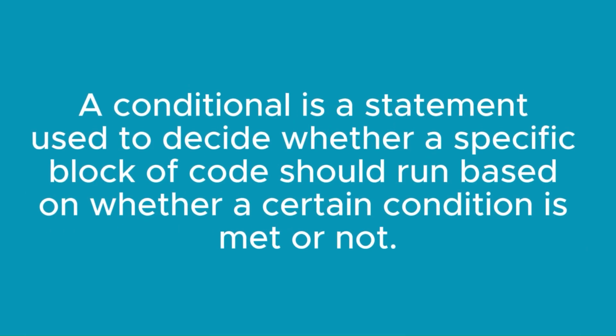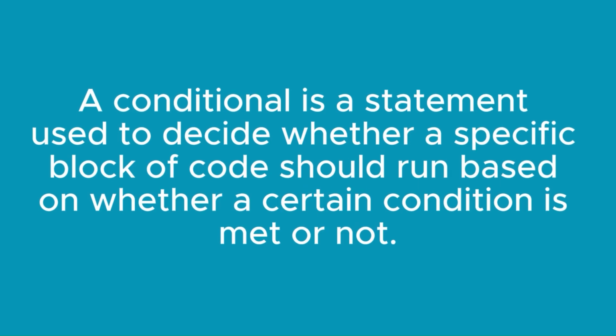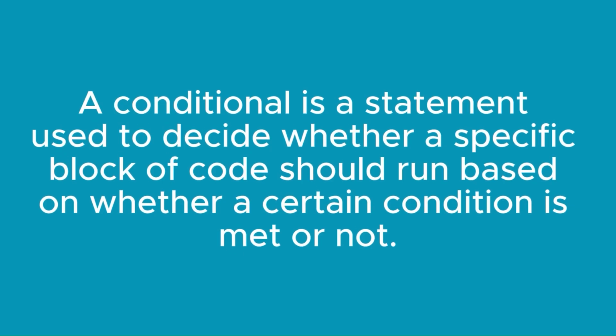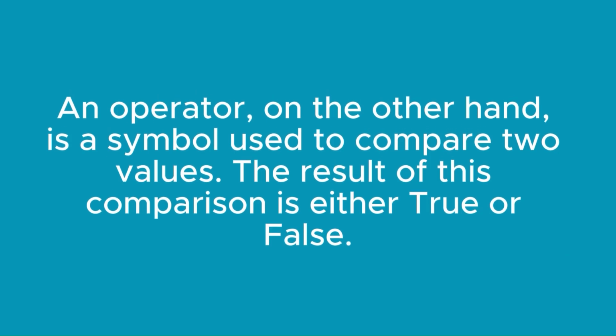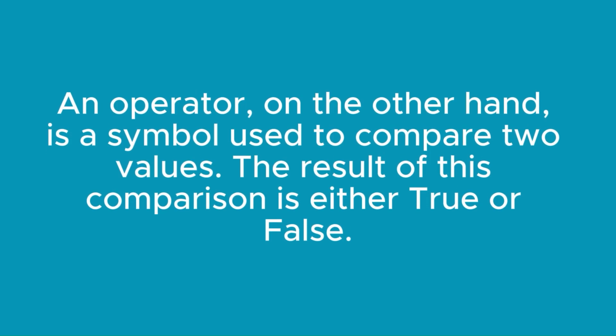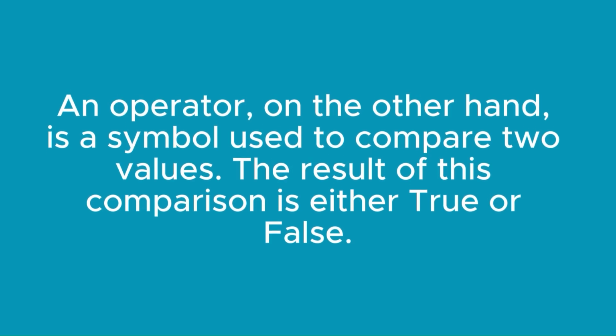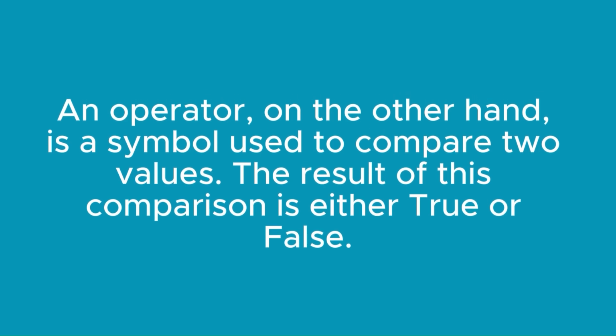So conditionals and operators work together to help us make decisions in our programs. Let's look at the meaning of a conditional. A conditional is a statement used to decide whether a specific block of code should run based on whether a certain condition is met or not. An operator, on the other hand, is a symbol used to compare two values. The result of the comparison will evaluate to true or false, and these true or false results allow us to decide what action to take next in our program. Let's see this in action.